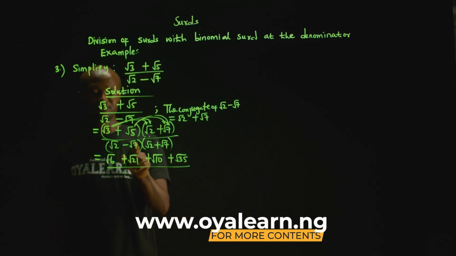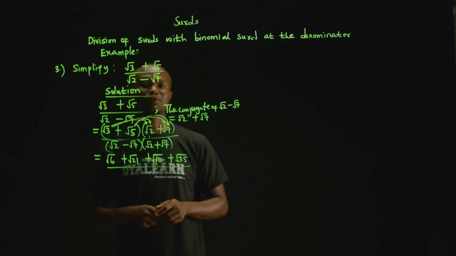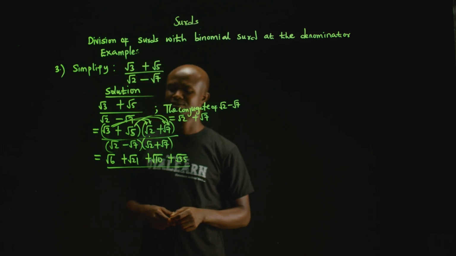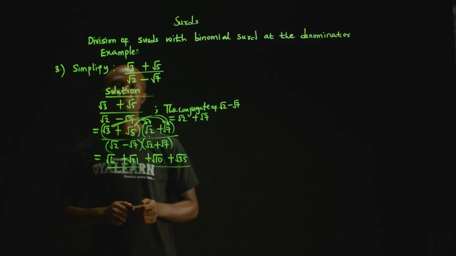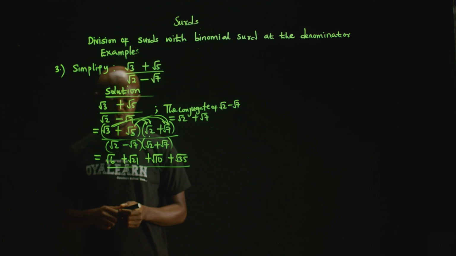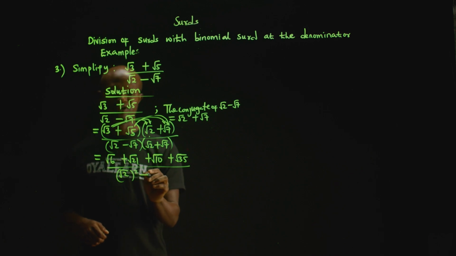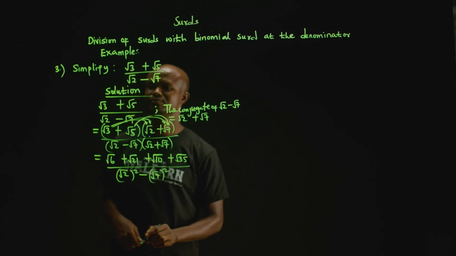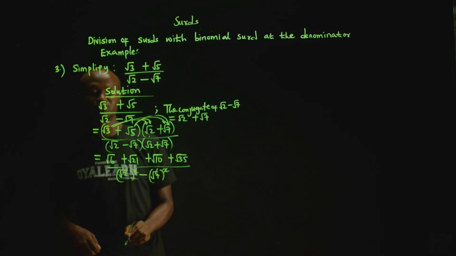Now what are we having here? This is root 2 minus root 7 multiplying root 2 plus root 7. These are conjugates, so in this case, we apply the principle of difference of two squares. In that case, we have root 2 squared minus root 7 squared. These two will go with the square root, and these two will also go with the square root.